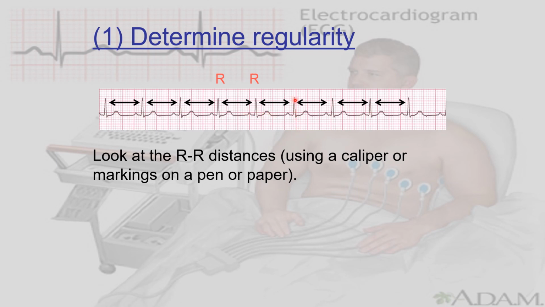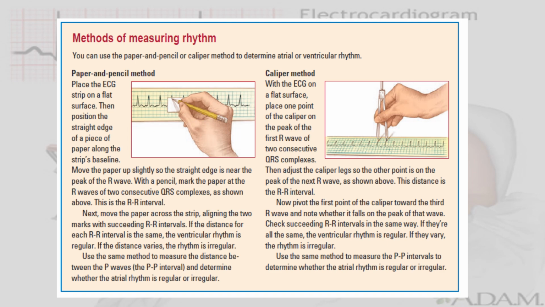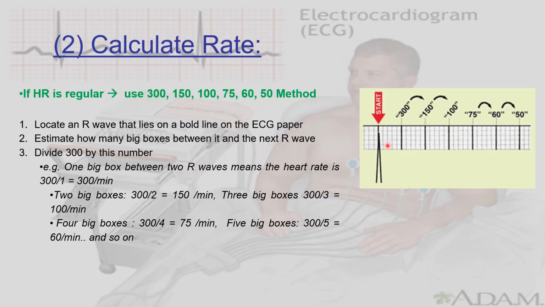Let's say we will take this wave because it is on a thick line, then take another wave here. The difference between these two waves is 3 big squares: 1, 2, 3. The heart rate is 300 divided by the number of big squares. So 300 over 3 equals 100. So if between two R waves there are 3 big squares, the heart rate is 100 per minute. If there are only 2 big squares, then the heart rate is 300 over 2, which is 150. If only 1 big square, it is 300. If 5 big squares, 300 over 5, which is 60.